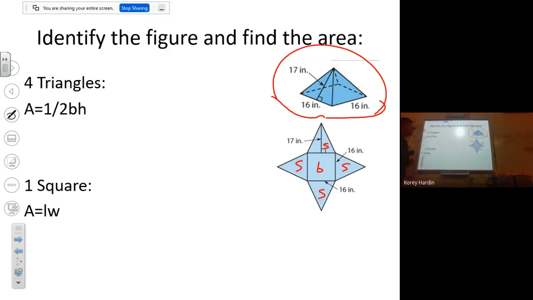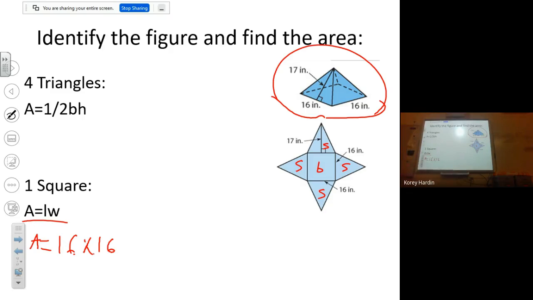So now, I've got to find 2 different things. First off, the square. How many sides of a square do I need to calculate the area? You're right, just 1, because a square is equal on all 4 sides. Let's go ahead and do that first. Area equals length times width. So for my shape up here, I've got area equals the length is going to be 16, the width is going to be 16. So 16 times 16. Okay?